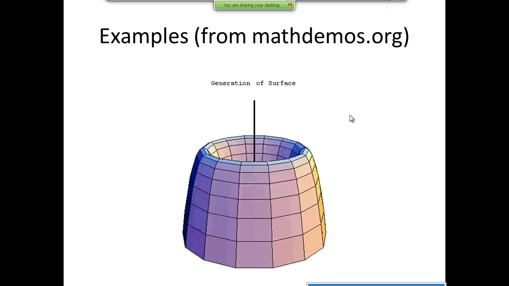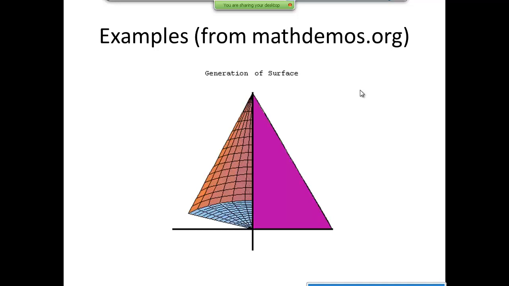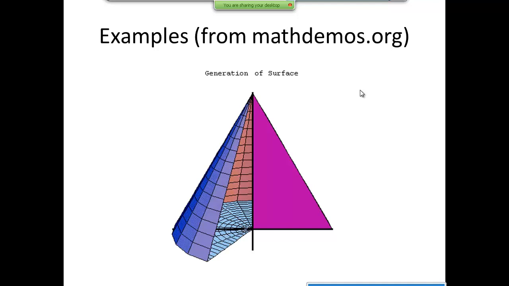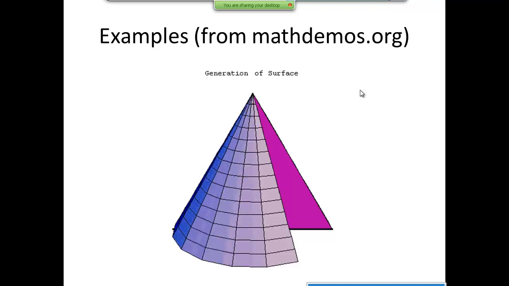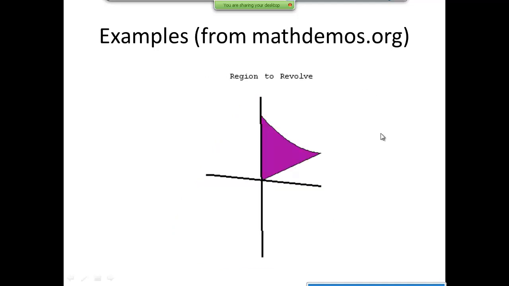Sometimes the shape you get is pretty strange compared to the beginning, like that right there. Look at the base of it. It's a circular base. It started out as a triangle. So that's how we can get that shape. And I think this is the last one.